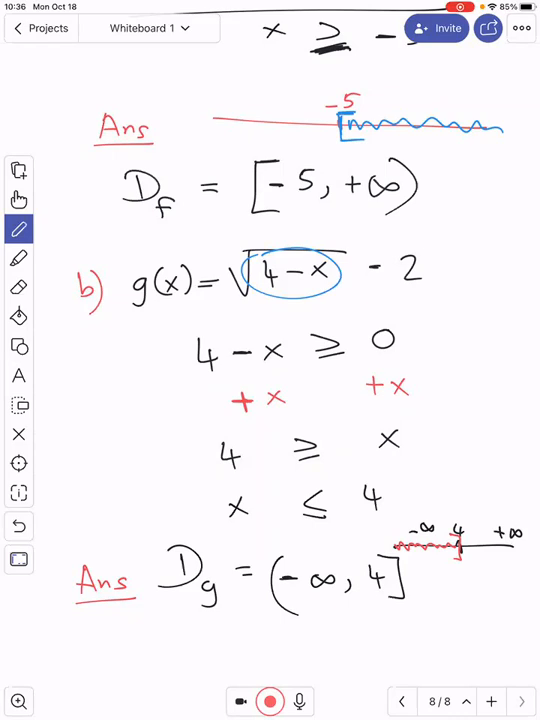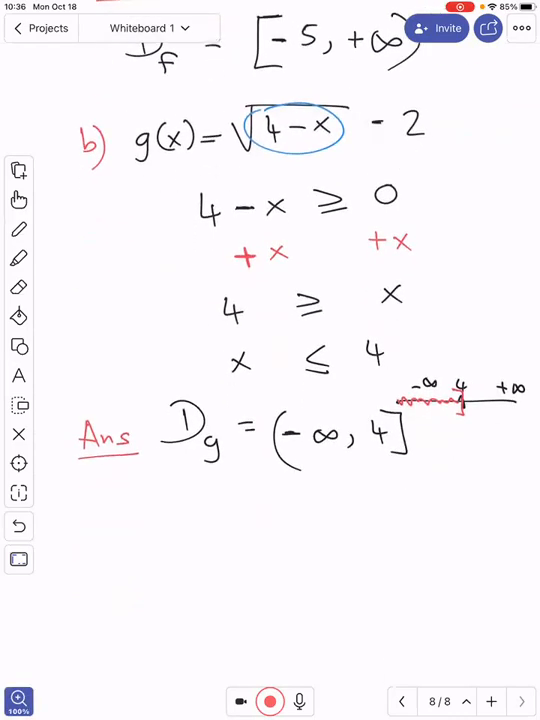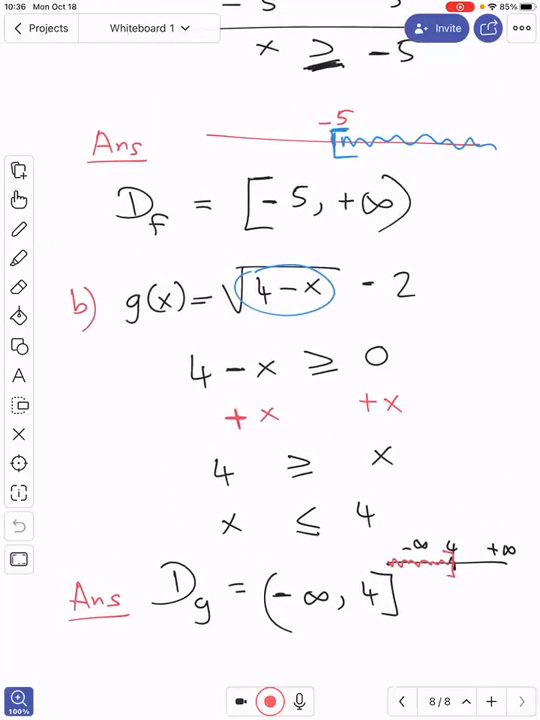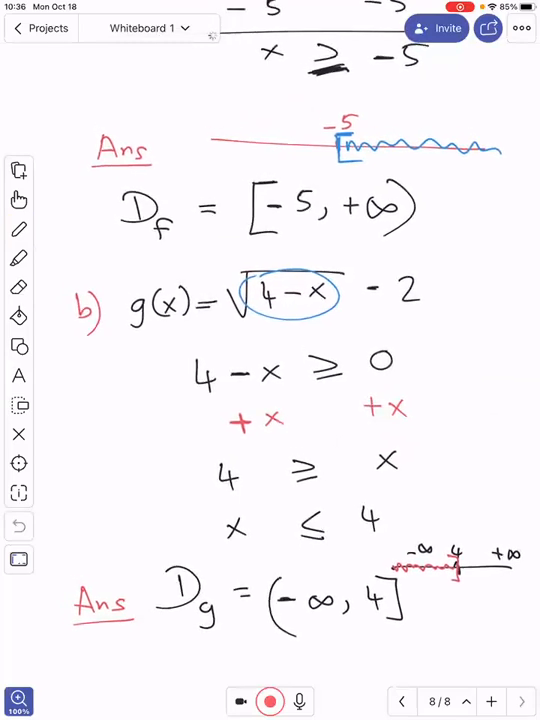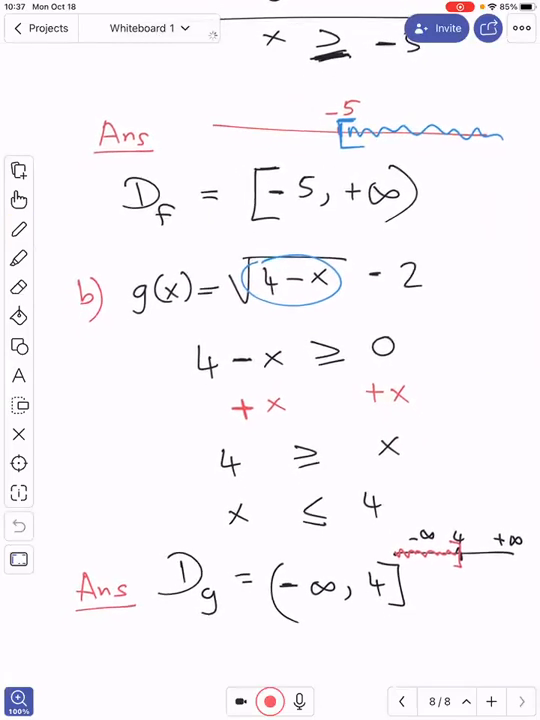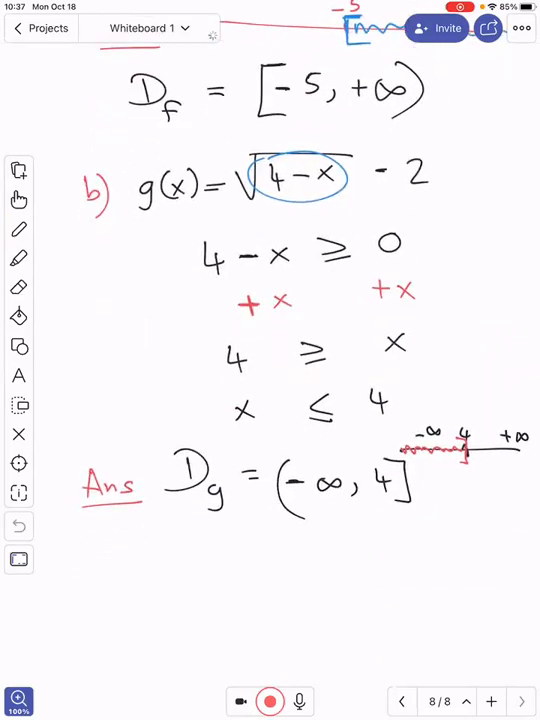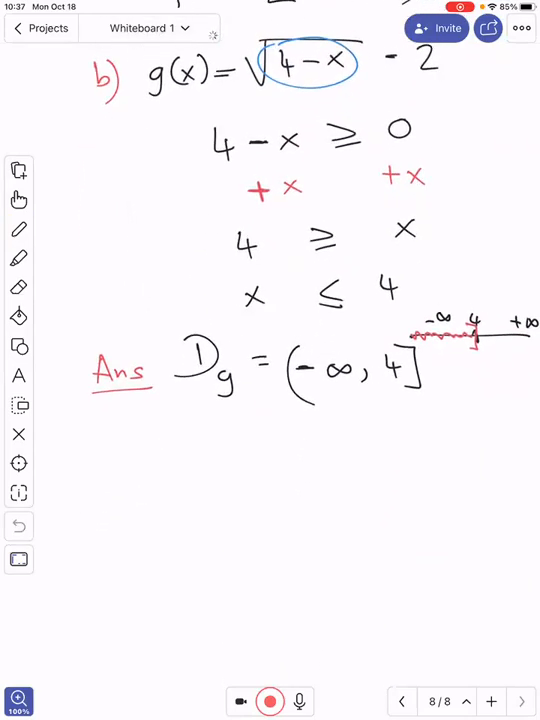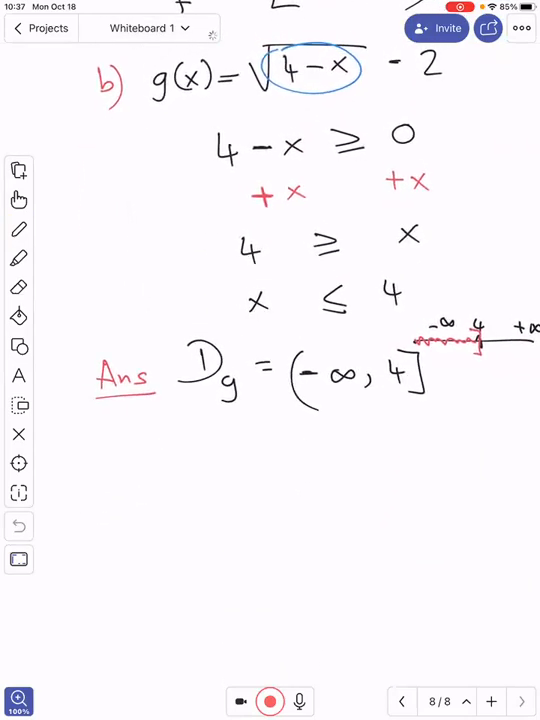Now for C, f plus g. Quick question: for B, you only have to worry about what's inside the square root, you don't have to worry about that -2? Yes, absolutely. Okay, got it. However, in D, we're going to take into account the -2.